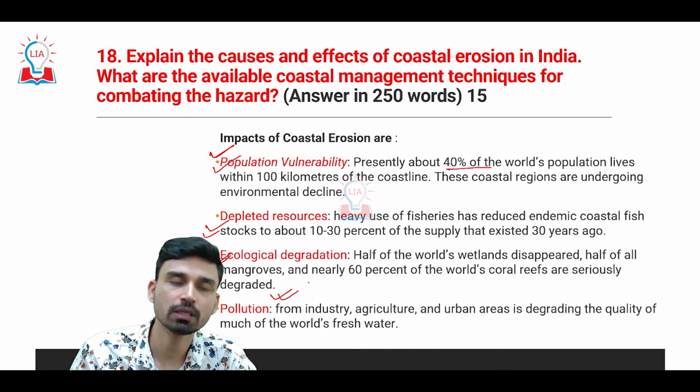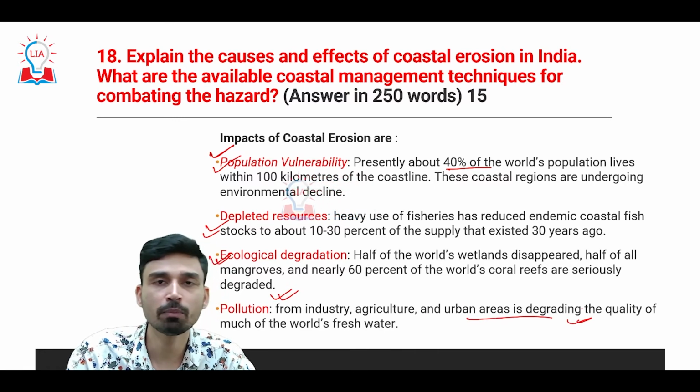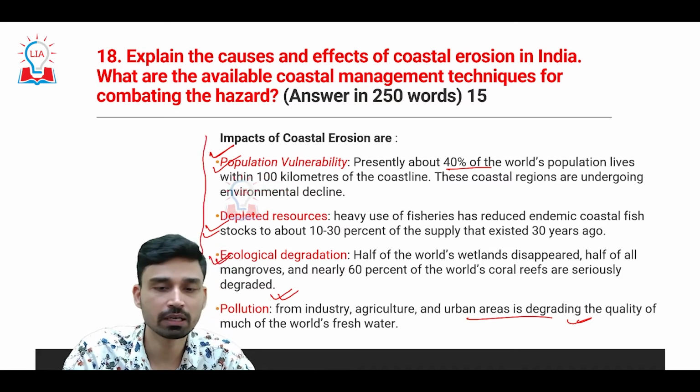Fourth, it can also cause pollution from industry, agriculture, and urban areas. It is also degrading the quality of much of the world's fresh water. So these are some of the impacts of coastal erosion that we can clearly see.